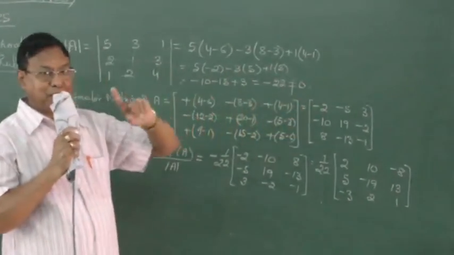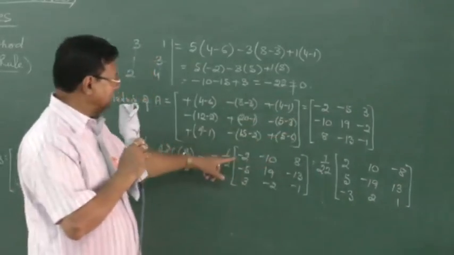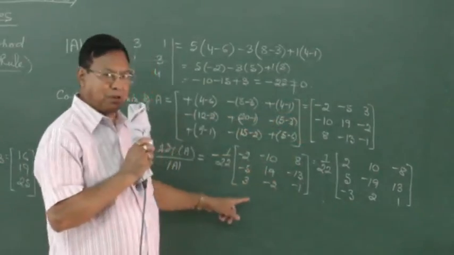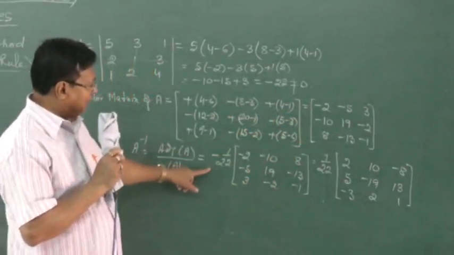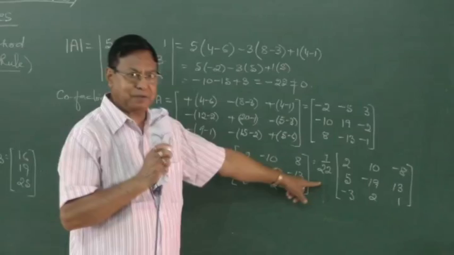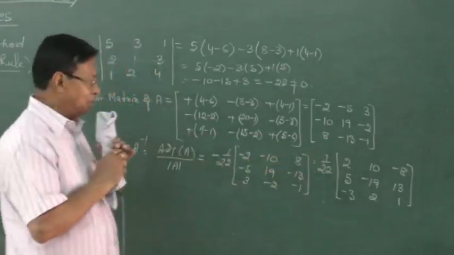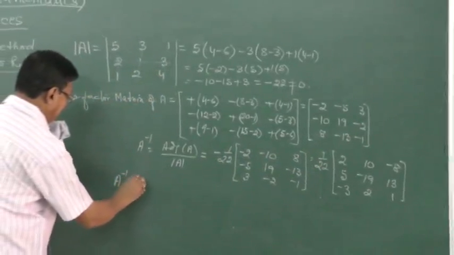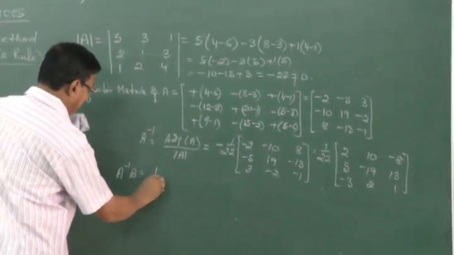The transpose is the adjoint, so I have transposed it already here. First column is the first row, second column is the second row, third column the third row, and then divided by determinant A, so this is A inverse. I think I did it in one go. Now find A inverse B. So A inverse B.